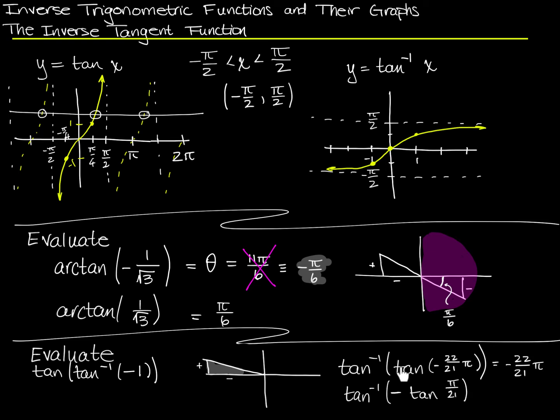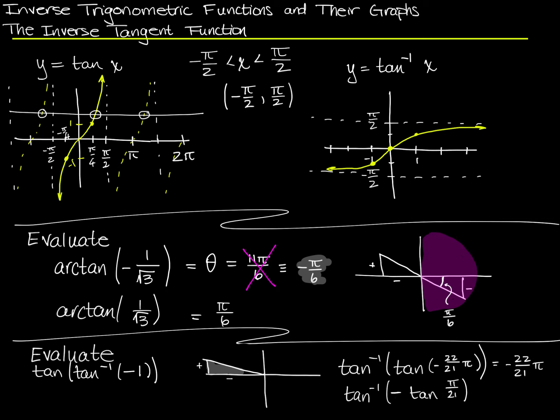So if I take the tangent of this larger negative angle, I'm going to get negative the tangent of the reference angle. Well, now I have a new problem, because what I wanted to get was tangent inverse of tangent of a smaller angle, and then I could just say the answer was pi over 21. But I can't do that because of this negative in front here.